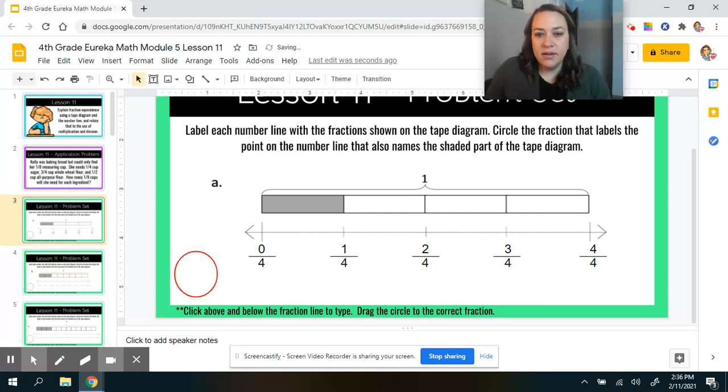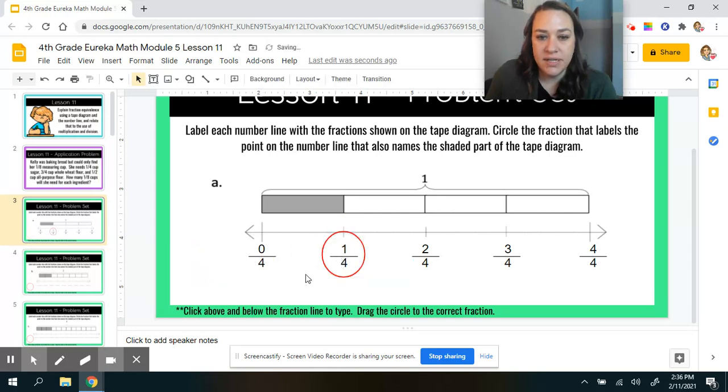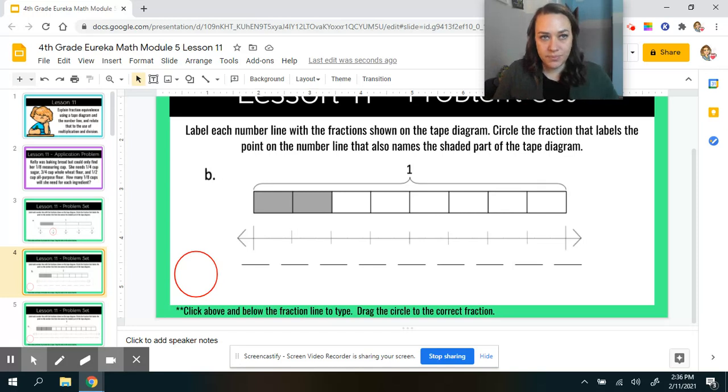So this is our number line. So our shaded portion goes up to 1/4. So it says circle the fraction that labels the point on the number line that also names the shaded part of the tape diagram. So because our 1/4 is what's represented in the tape diagram, that is what we're going to circle is 1/4.